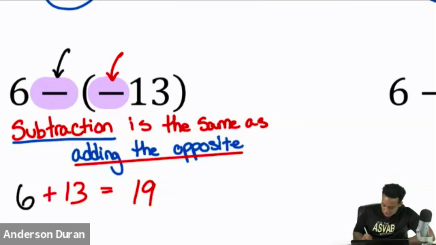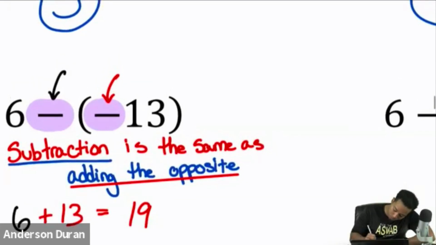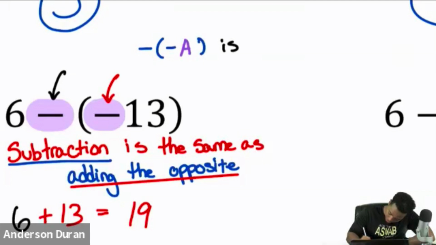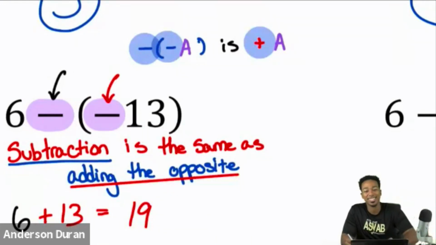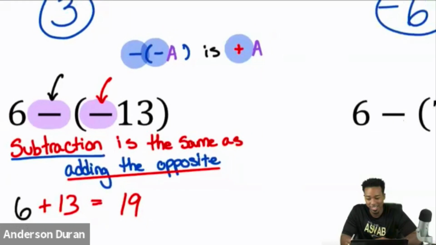So I'm going to write this here for everybody. A double negative is adding the positive. Okay, right there. So a double negative is adding a positive. That's all it means. So let's keep it moving here, gang.